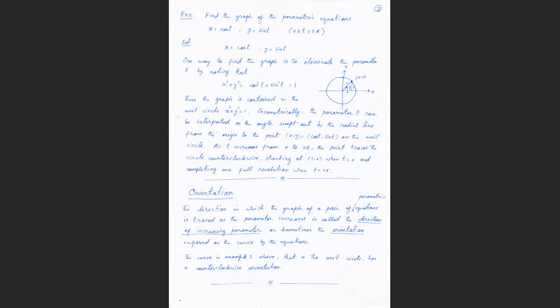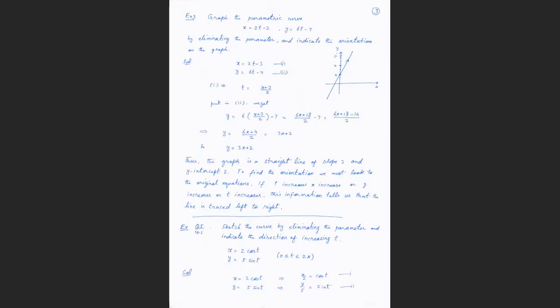Okay, so if the parameter increases, the graph moves along. We can see from this example that we have to find and indicate the orientation of the graph by using these two parametric equations. We have to use these two parametric equations and find the orientation of the graphs. How we can do it, I will explain here.